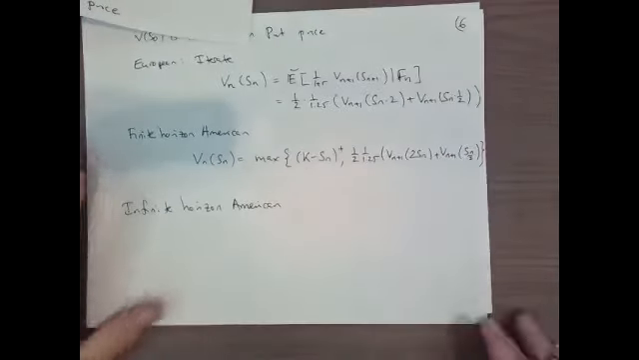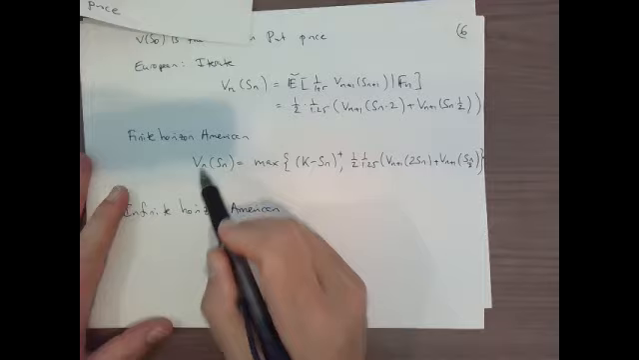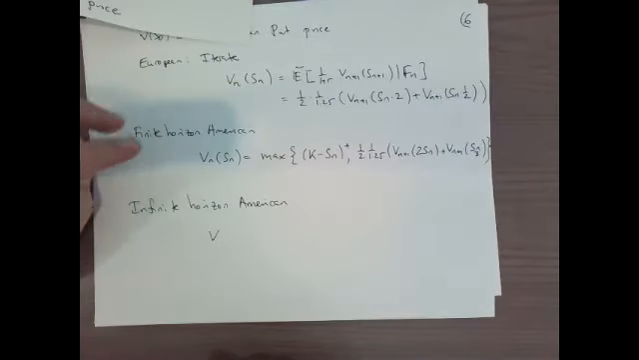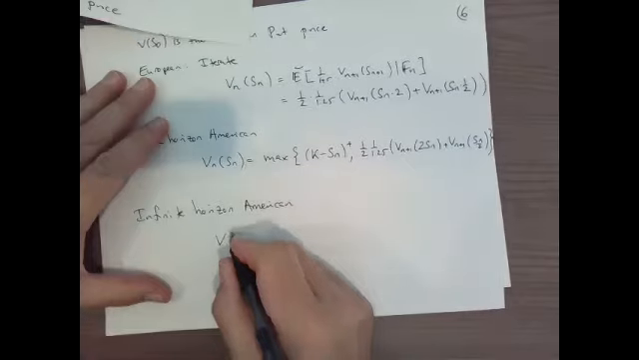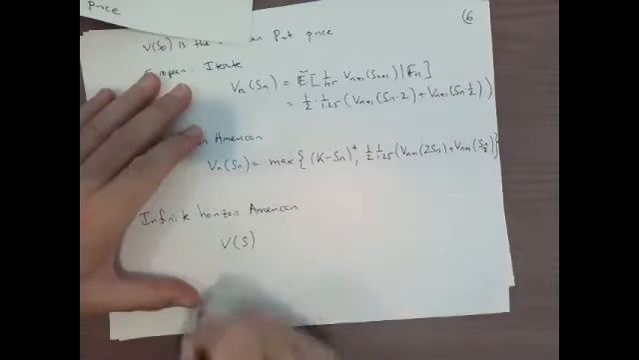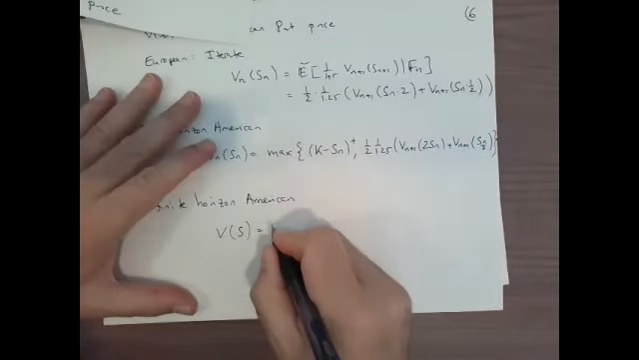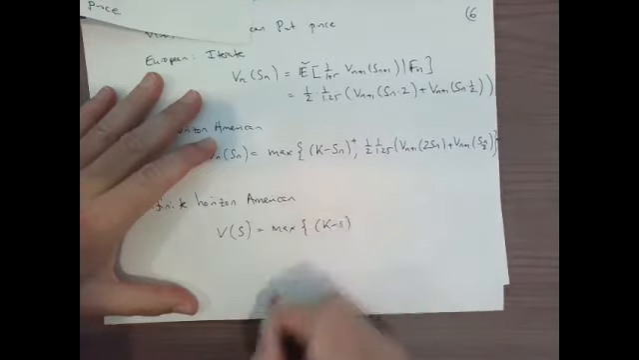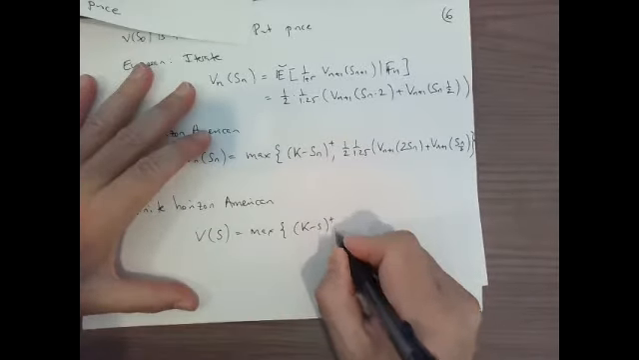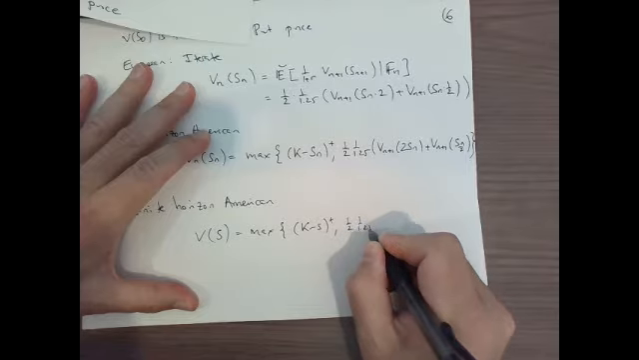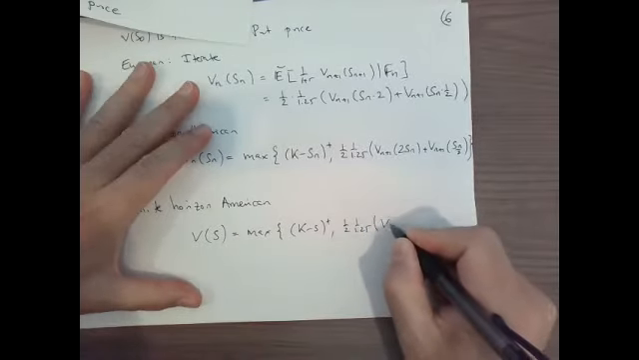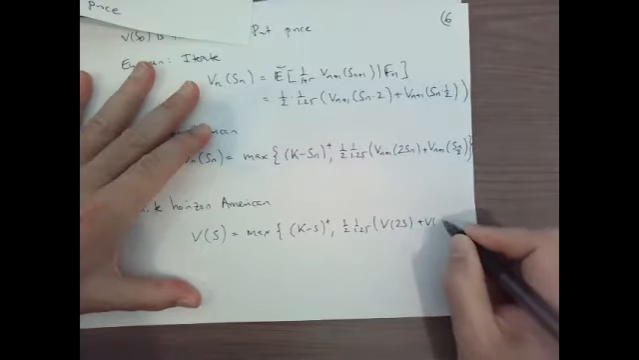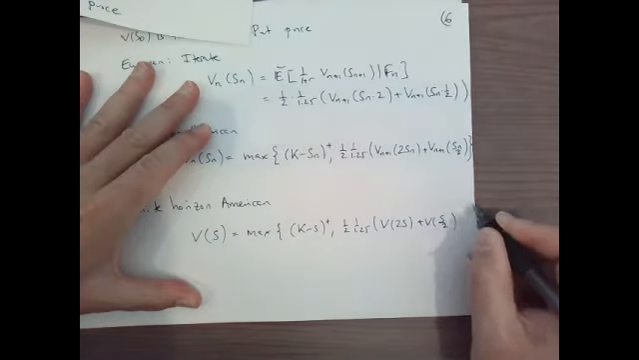So what happens in the infinite horizon case is that this n up here disappears, and you end up with v of, let me just call it v of s. V of s is going to be given as a max of k minus s, positive part, and 1 over 1.25 times v of 2s plus v of s divided by 2.